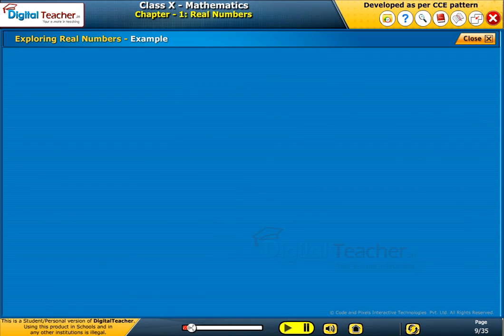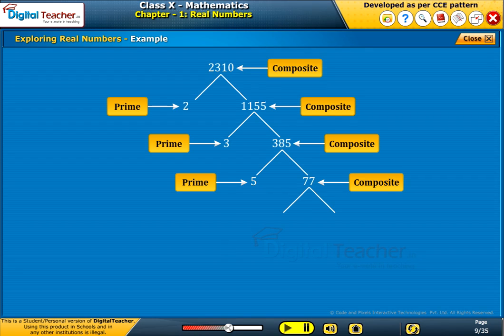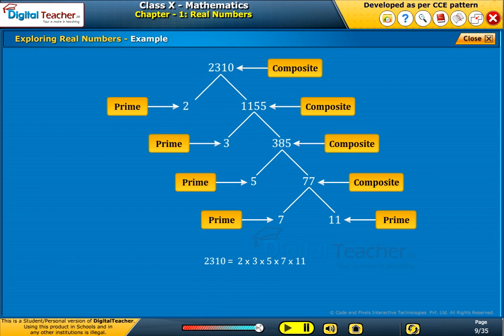Exploring real numbers. For example, the composite number 2310 is expressed in terms of product of primes as shown on the screen. Therefore, the products of primes are 2, 3, 5, 7 and 11.